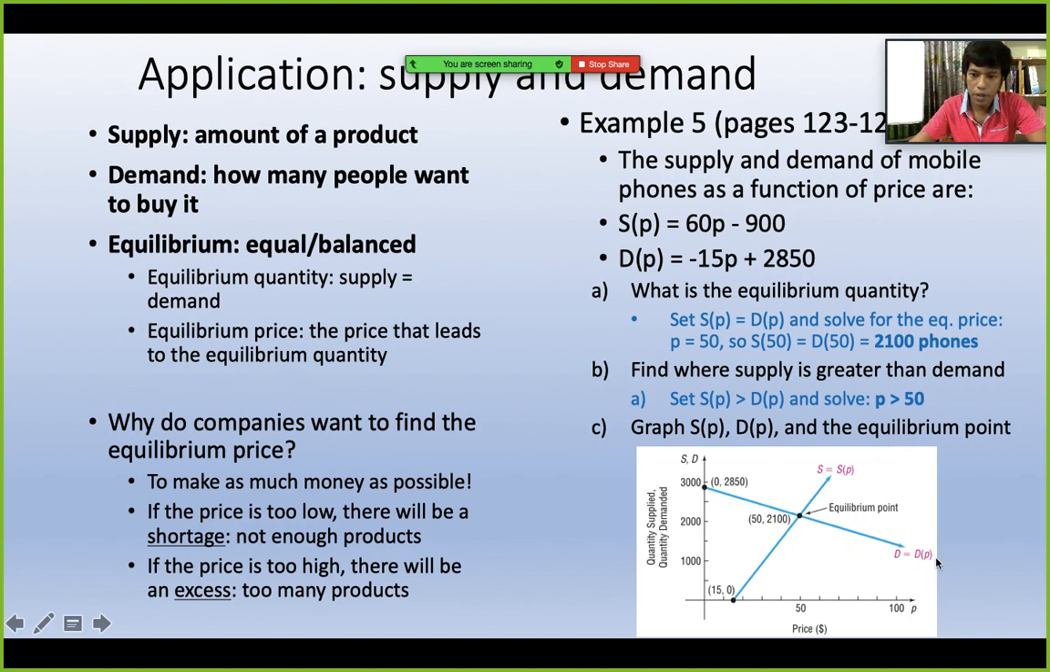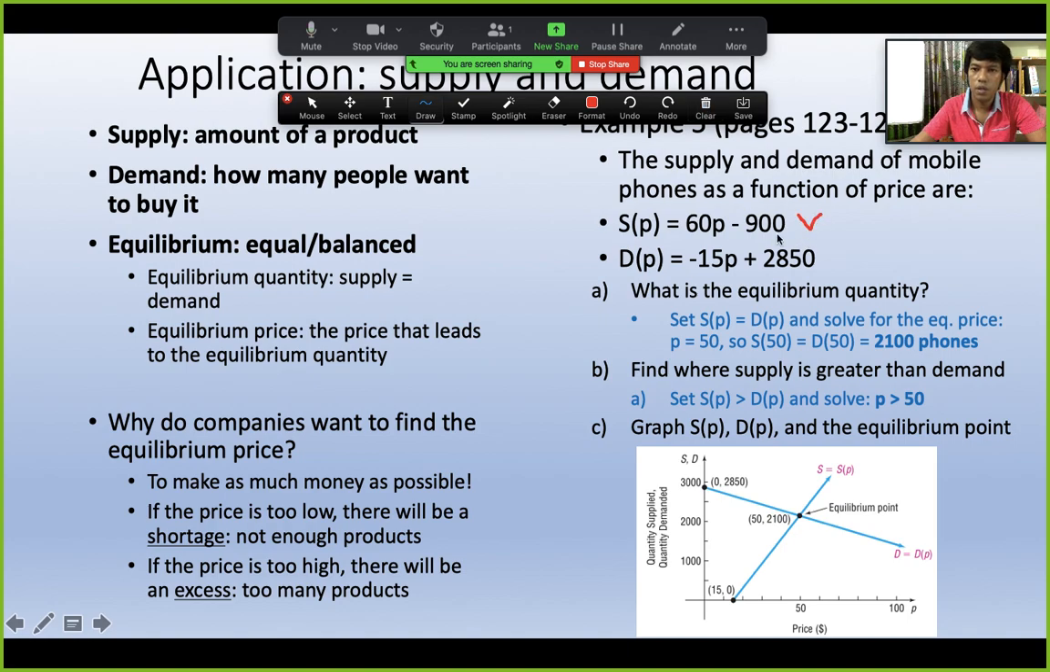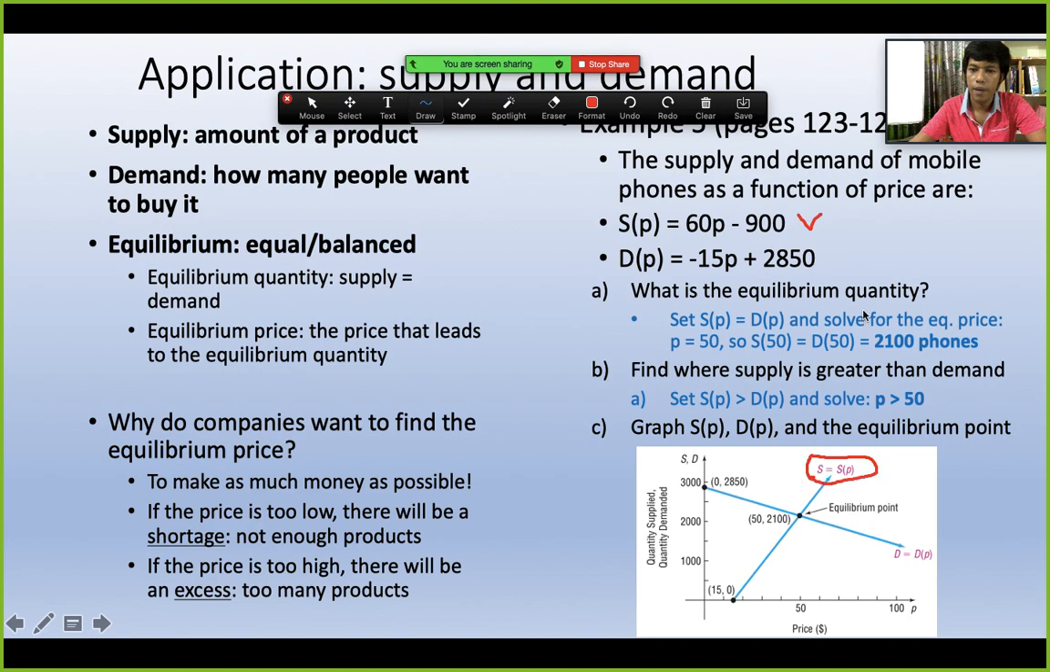This is our demand function, this is our supply function. And at equilibrium, this is the equilibrium. Where do these two lines come from? This line comes from these two equations. From this one, the supply function, you will get this line, and from this one, you will get this line.